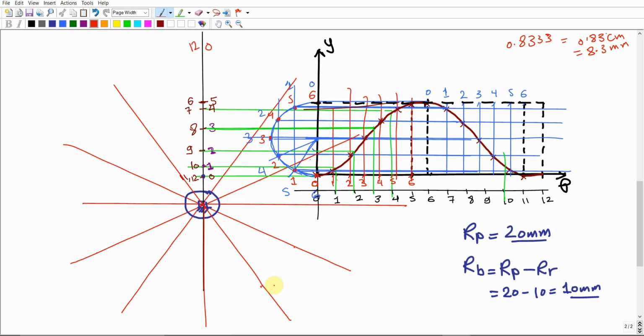This is the clockwise direction, or we can go in the counterclockwise direction in the numbering. So basically, you're going to number these lines in a direction that is opposite to the cam rotation direction that is already given to us in the problem.